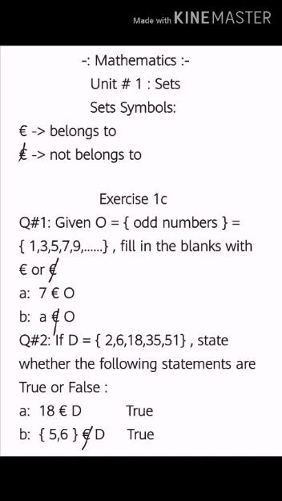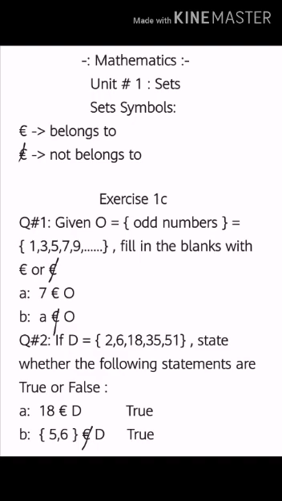Now we come to exercise 1C. Question number 1: given O is equal to odd numbers, which is 1, 3, 5, 7, 9 and so on. Fill in the blanks with belongs to or not belongs to. We will write the symbols of belongs to and not belongs to in the blanks.